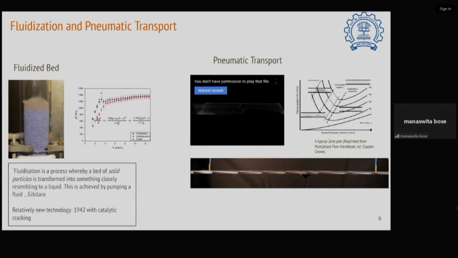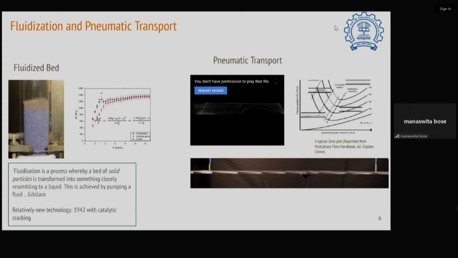So that is fluidization. Now, it is a relatively new technology. What do we mean by new technology? Relatively new because it began in 1942. It's not a very old technology, like some technologies that are centuries old. This is about 80 years old.